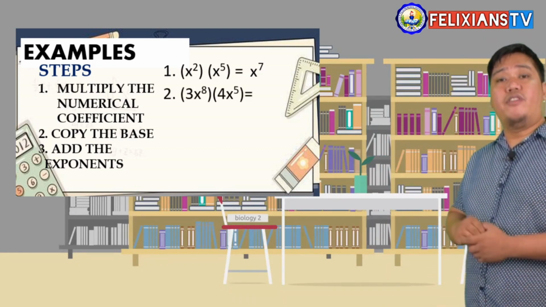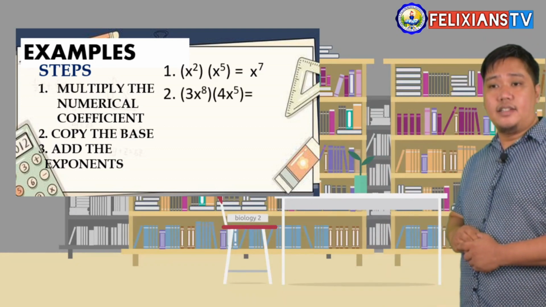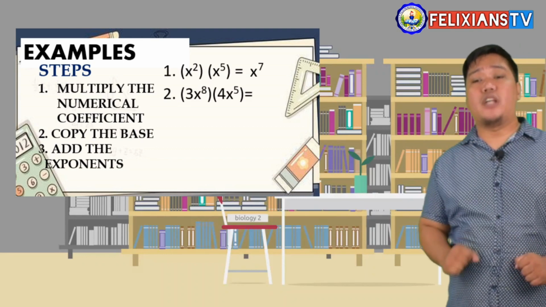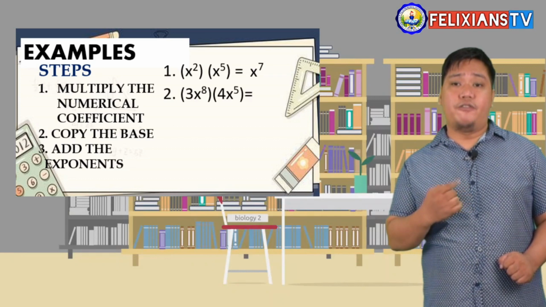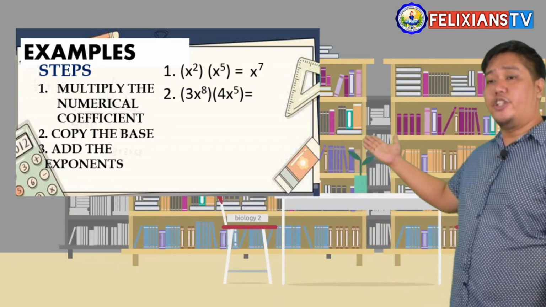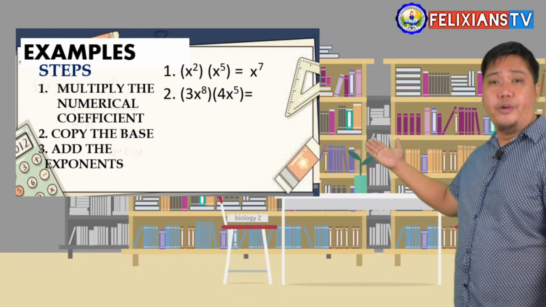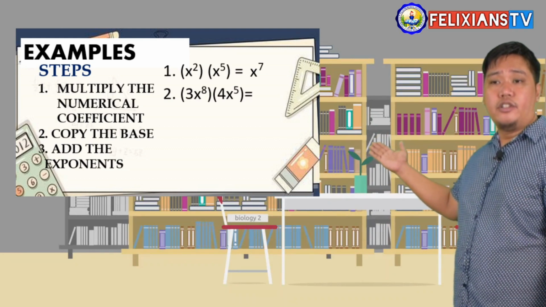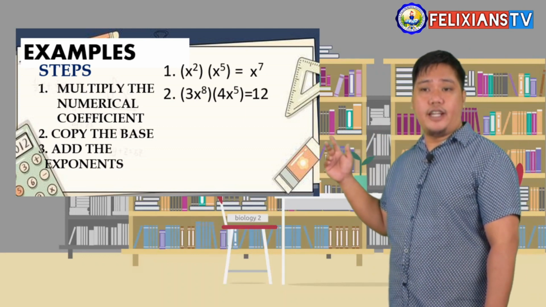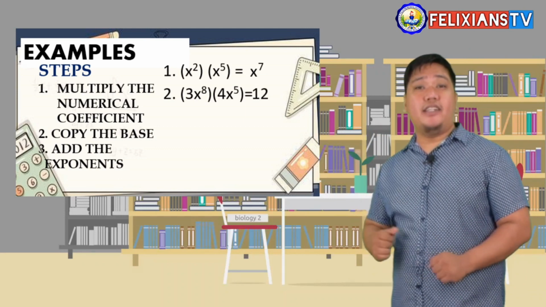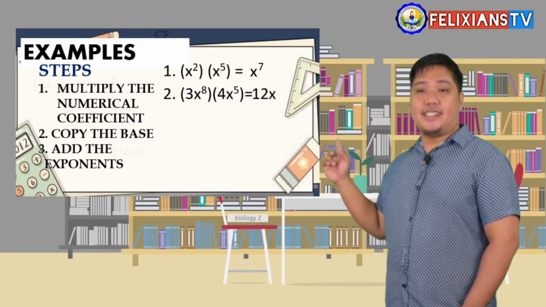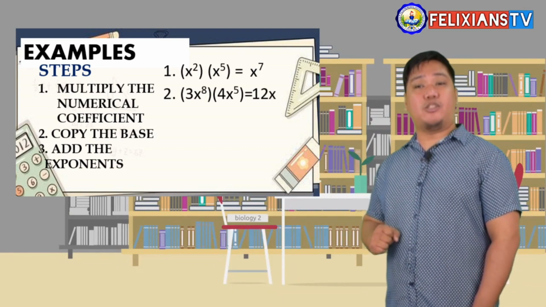Number 2, we have 3x to the 8th times 4x to the 5th. Again, follow the 3 simple steps. First, you multiply the numerical coefficients. Based on the example, the numerical coefficients are 3 and 4. Multiply that, and you will have 12. The next step is to copy the base, which is x. So copy the base x and then add the exponents.